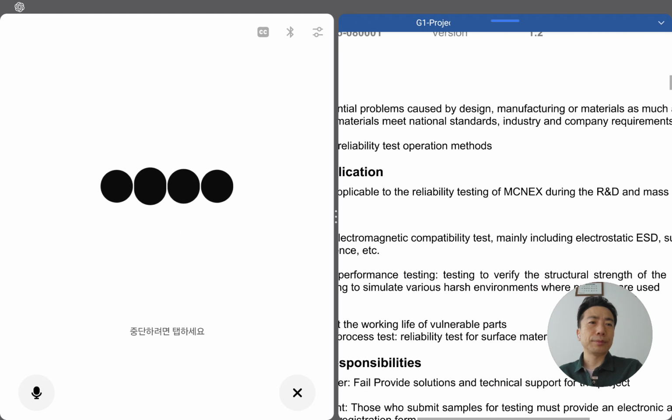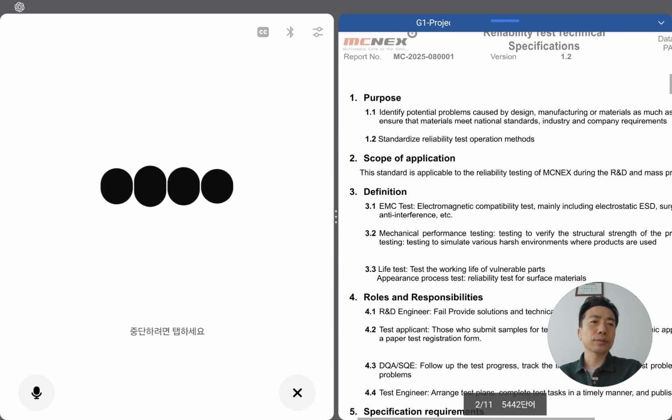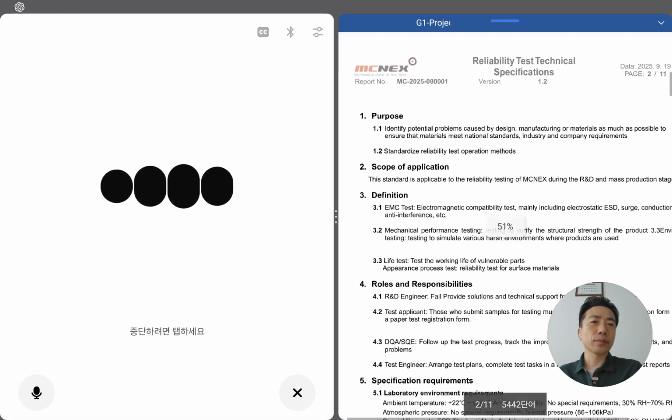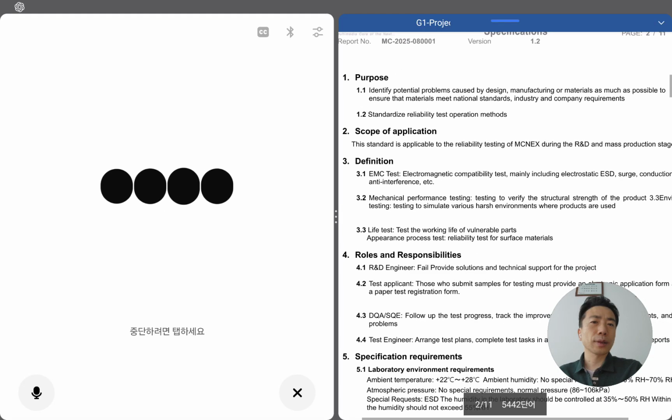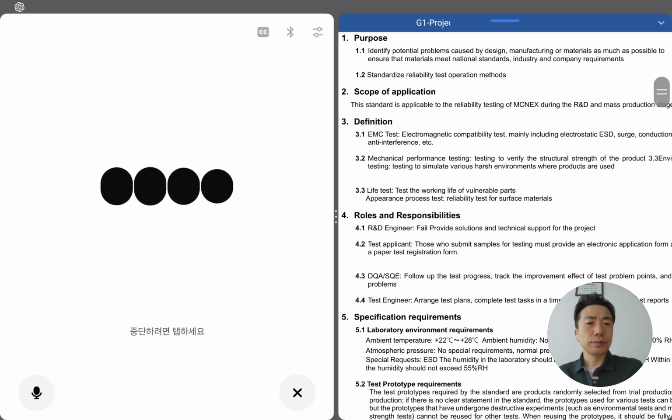Sure, David. The purpose of this document is simple but important. It sets out the standard procedures and criteria for reliability testing of MCNext products, especially the golf rangefinder. In other words, it explains how to test the product's durability and what results are acceptable so that engineers can find weak points early. The goal is to make sure the design, materials, and manufacturing quality meet both national and company reliability standards before mass production. Would you like me to say that again, but in a shorter, more presentation style version you could practice out loud?